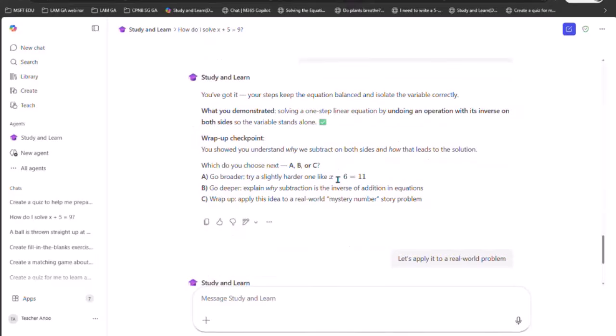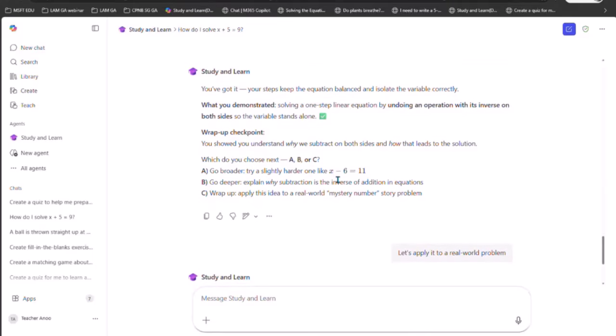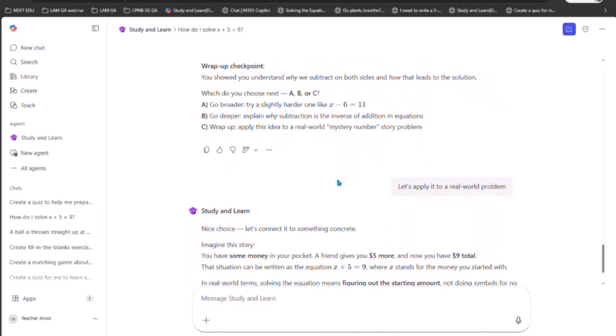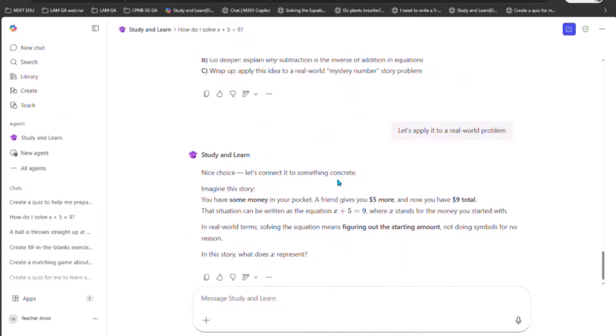And then it always gives me an option. Do you want to go broader? Try something more complicated with the minus sign in it. Go deeper, explain in your own words. Or do you want to apply this to something? And then I said, well, let's apply it to a real world problem. And so it gives me a real world word problem to solve, and that word problem stays at the same level of complexity as the question that I was trying to answer.